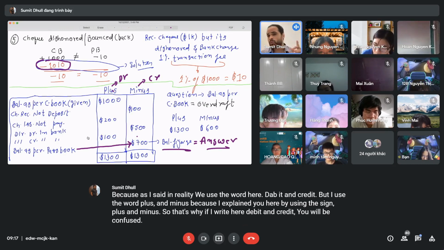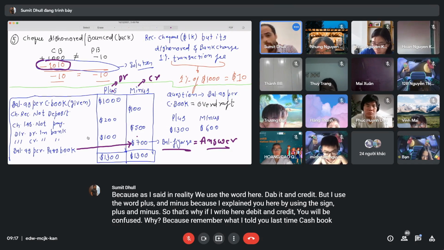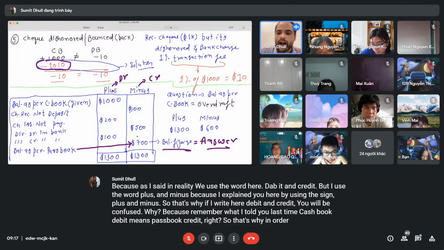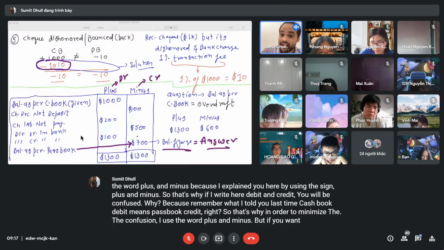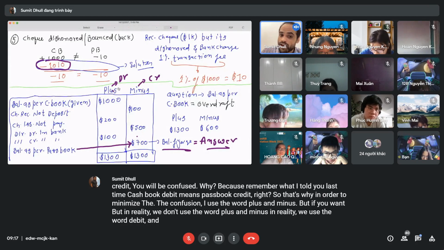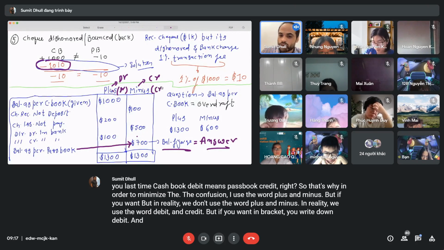Why? Because remember what I told you last time? Cash book debit means passbook credit, right? So in order to minimize the confusion, I use the words plus and minus. But in reality, we don't use plus and minus. In reality, we use the words debit and credit. But if you want, in bracket you write down debit, and in bracket you write down credit.